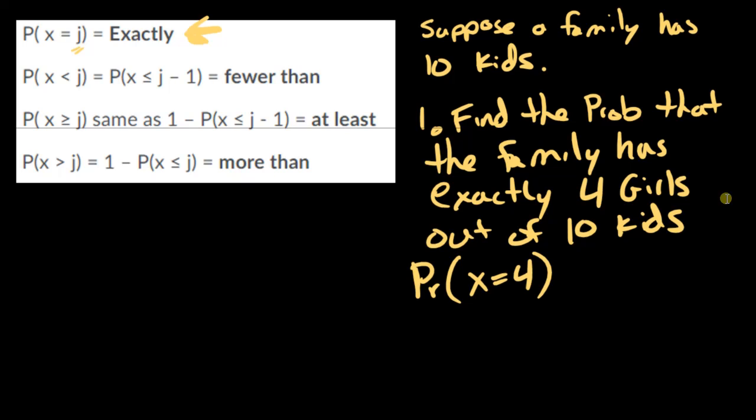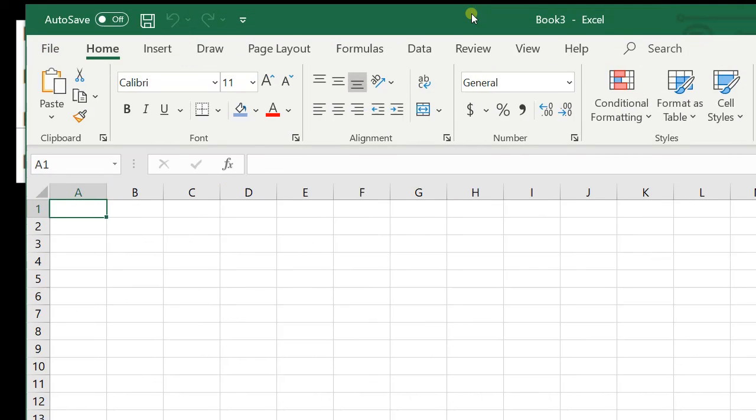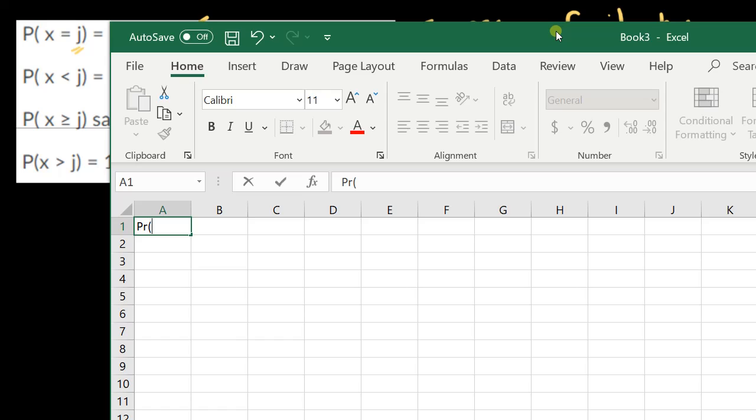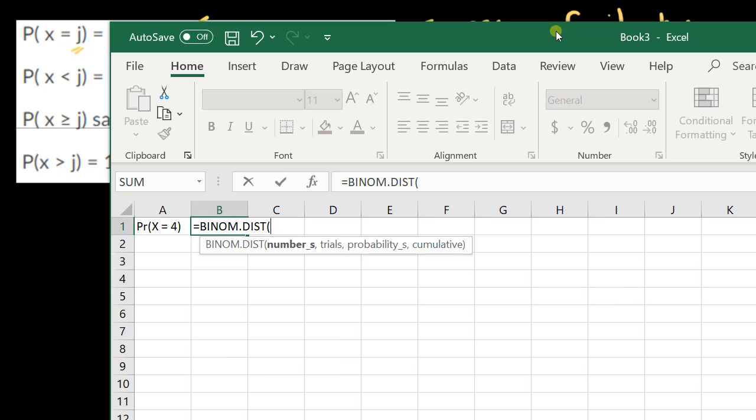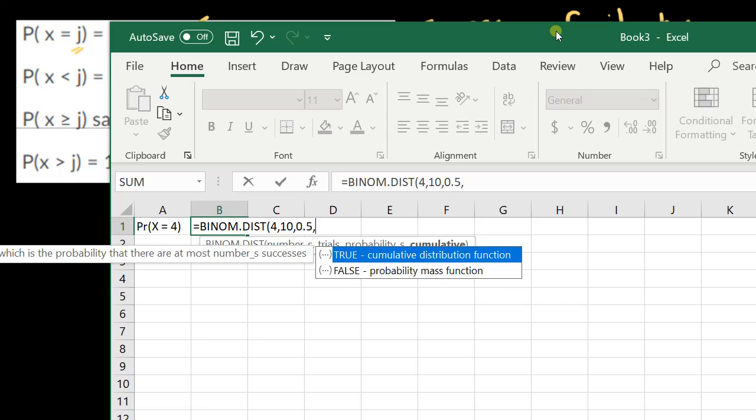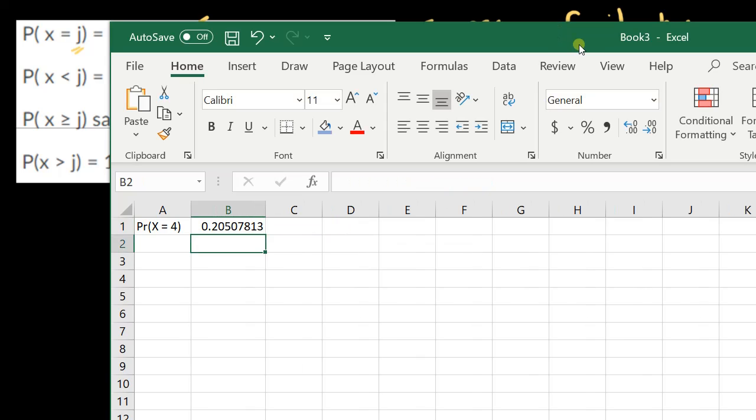All right, so if I wanted to find this probability, I could use Excel. Let me write out what I'm finding here: probability X equals 4. In another cell, I would type in equals binom.dist. The number of successes, or num_s, is 4. The number of trials is 10 kids. Probability of success is 0.5, since you're either a boy or a girl, so you have half probability. And for cumulative, whenever you're trying to find an exact probability, you use false. Press enter, and then we get our answer.